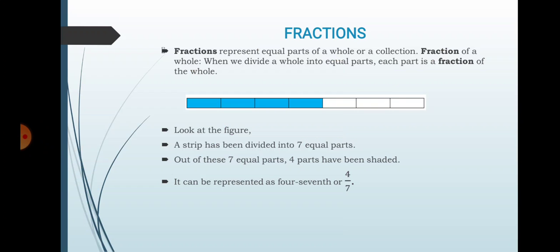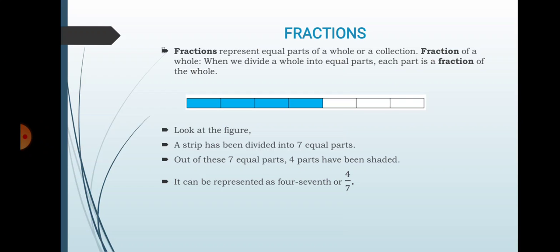Fraction represents equal parts of a whole or a collection. Fraction of a whole means when we divide a whole into equal parts, each part is a fraction of the whole. Look at the figure, it's a strip. It has 7 equal parts. Out of these 7 equal parts, 4 has been shaded. It can be represented as 4/7 or 4 by 7. 4/7 is the fractional number, 4 by 7 is a fraction.